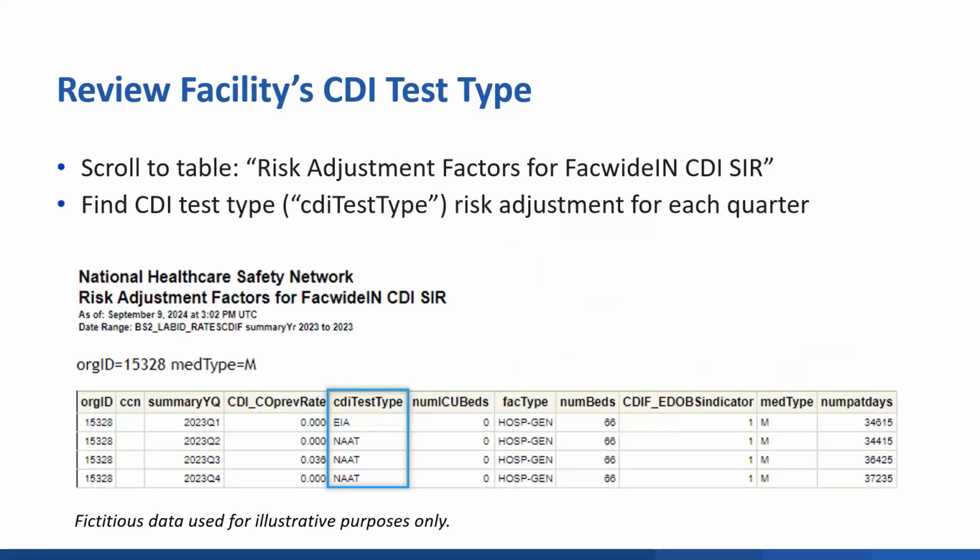Once you've obtained the output for the report, you'll want to scroll to the table titled Risk Adjustment Factors for FACWIDE and CDI SIR. Here, you can find the CDI test type category that is used in risk adjustment for your facility's SIR for each quarter that's included on the report. To do this, you'll want to locate the variable named CDI test type. So you can see in this example, this test facility entered EIA for 2023 Q1, followed by NAT for the following 3 quarters of 2023.